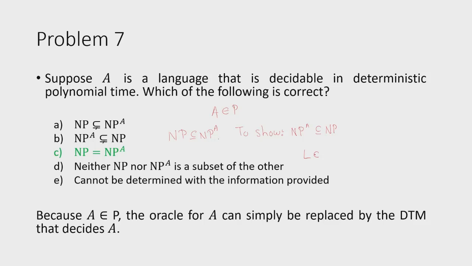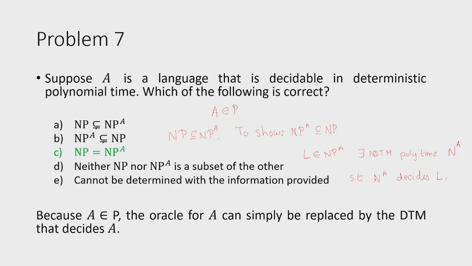Pick an L in NP^A. There exists a non-deterministic Turing machine N which runs in polynomial time such that N^A decides L. Okay, so what would N do? It would do some non-deterministic computation, and throughout this computation it can query A, right?